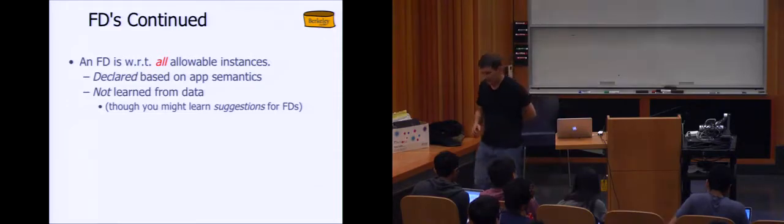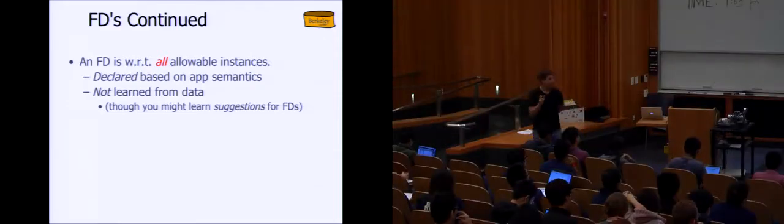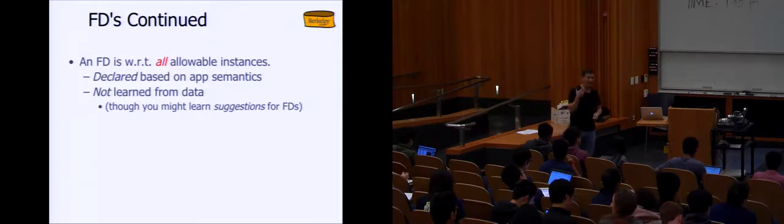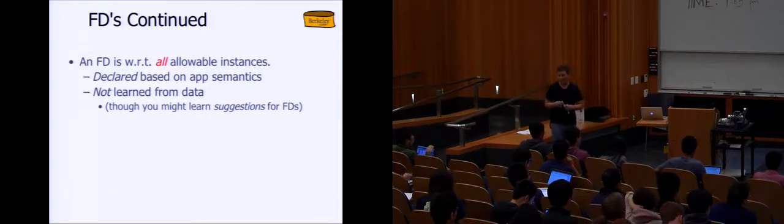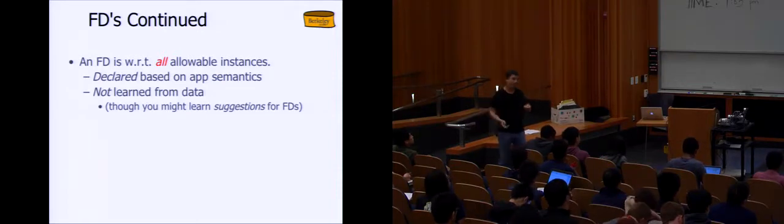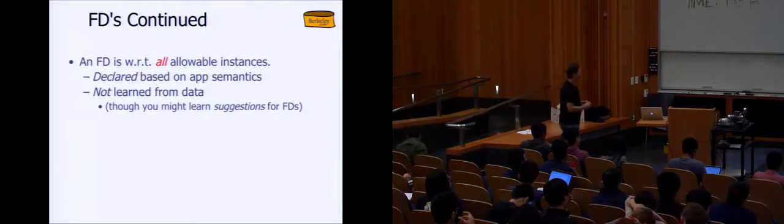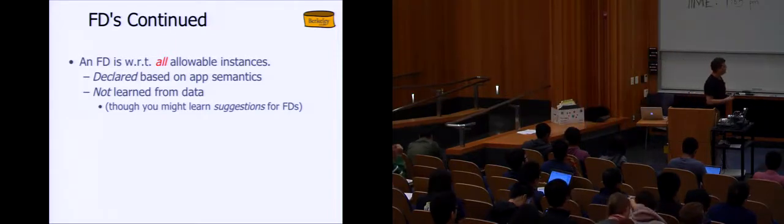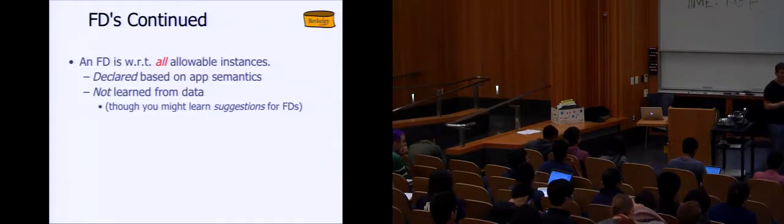Now, be careful. A functional dependency, to be clear, is on the schema. So it's being defined with respect to all allowable instances. Any state of the database must respect the functional dependencies. Anytime you do an insertion, after you're done, we have to make sure the functional dependencies hold. Anytime you do a deletion, we have to make sure the functional dependencies hold. So it's over instances. You declare it. It's a rule that you write down. It is not something you mine from the data.